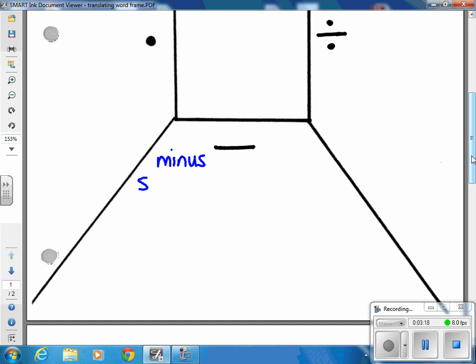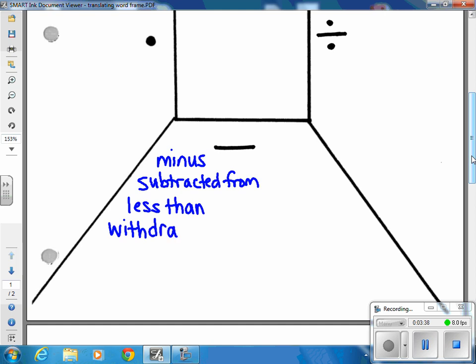Okay, you would see the phrase subtracted from. You would see the phrase less than. Okay. With money, if you're going to take money out of the account, you're going to withdraw it. So you would subtract it out of your account. Okay. You guys use the phrase take away when you were in elementary school. We don't really use that anymore. Smaller than.